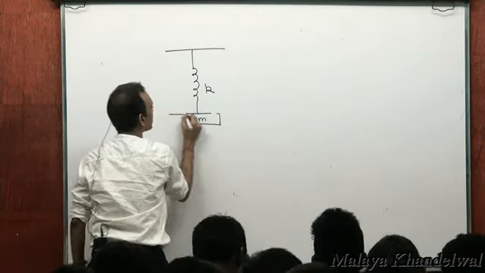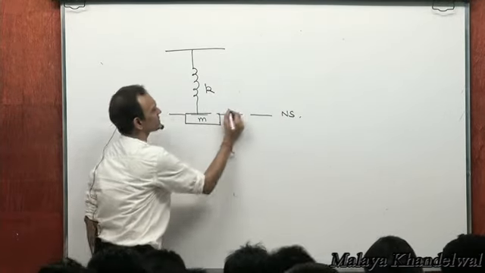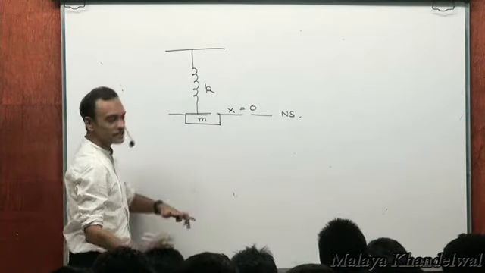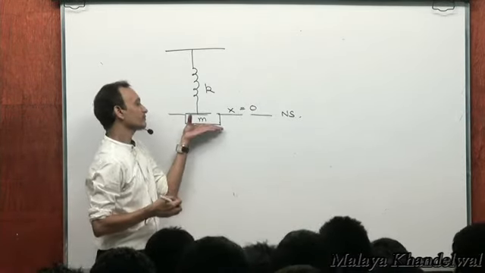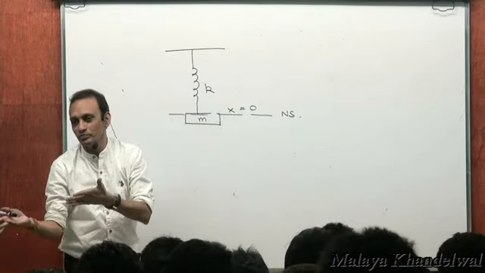Mass m in its natural state, the spring in its natural state, this is x equal to 0. Ideal spring, force constant k. Abruptly withdraw support.